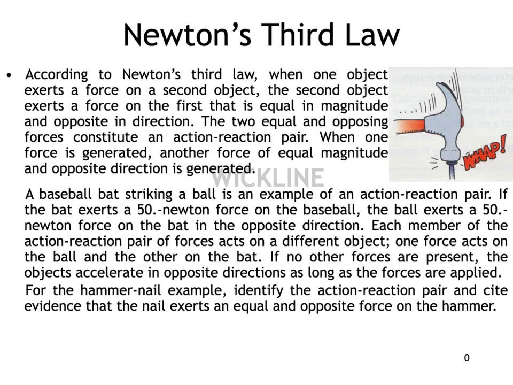We can go through a couple of examples here. I'll give you my explanations, and you'll probably have questions in class. And I have some pair-ups after this. So here's an example. A baseball bat striking a ball is an example of an action-reaction pair. If the bat exerts a 50 newton force on the baseball, then the ball exerts a 50 newton force on the bat in the opposite direction. In other words, both members, the bat and the ball, were members of an action-reaction pair, and they produced equal and opposite forces.